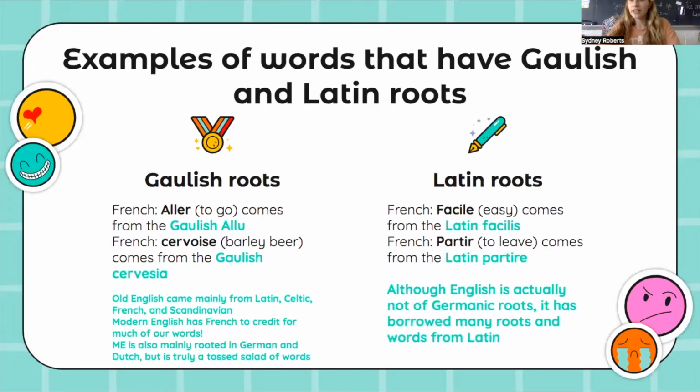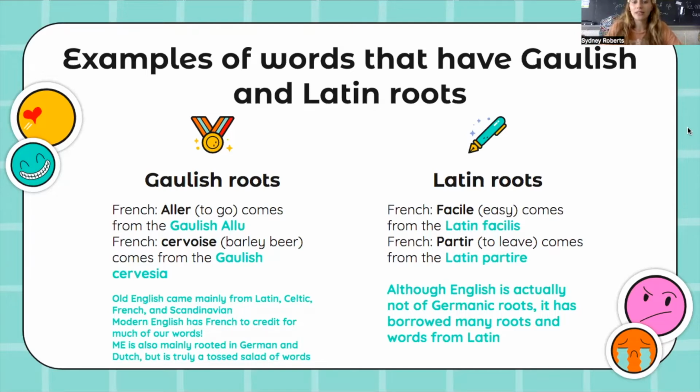So we've got a couple examples of where our Gaulish roots can be seen and our Latin roots can be seen. So we see the French aller, which means to go. This comes from the Gaulish allu. And then cervoise, which is like beer, kind of like in Spanish. A lot of people know the term cerveza. You can see those overlaps with the Romance languages. So this came from cervecía.